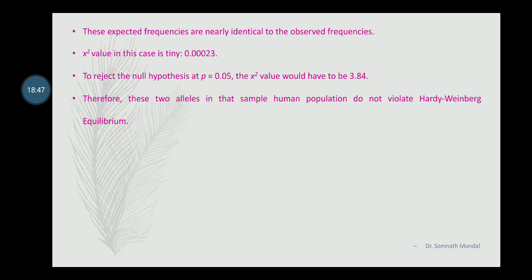Now, at 5% probability the chi-square value will be provided, or the table will be provided, from where we can see that the chi-square value at 5% probability is 3.84, and here our value is very low, that is 0.00023. So therefore our result is a non-significant one. So therefore these two alleles in that sample human population are not violating Hardy-Weinberg equilibrium.